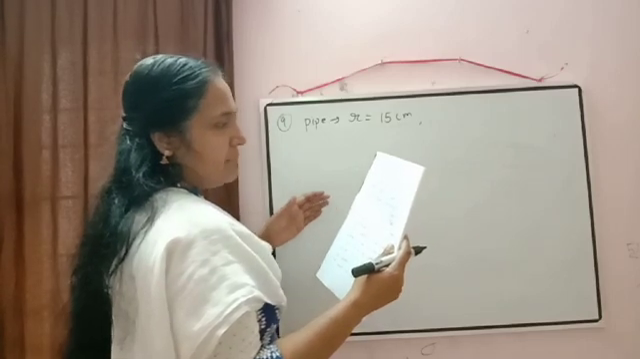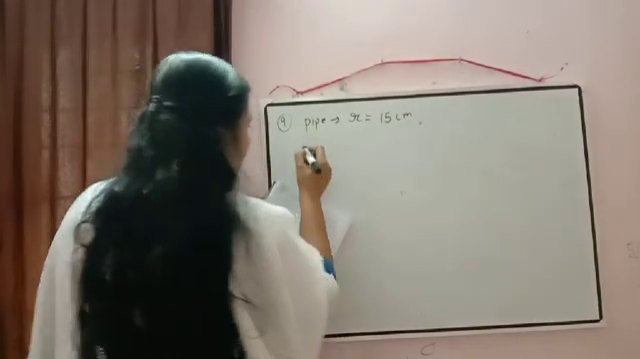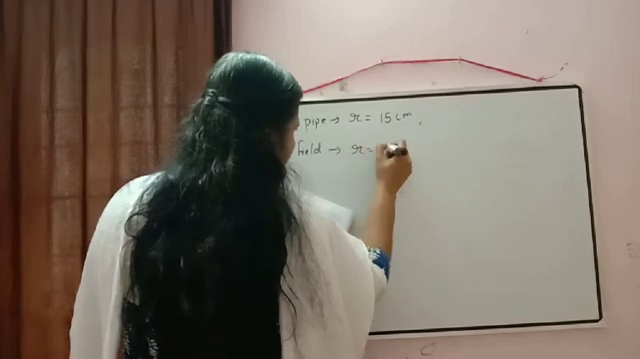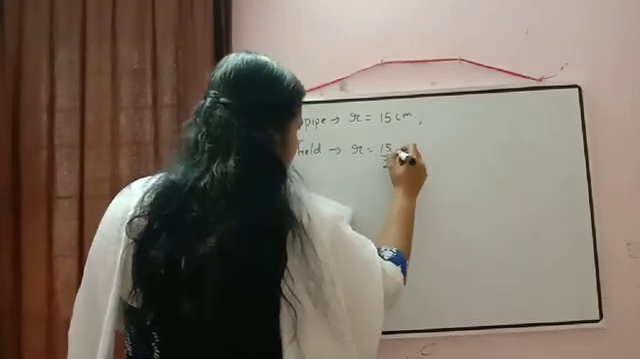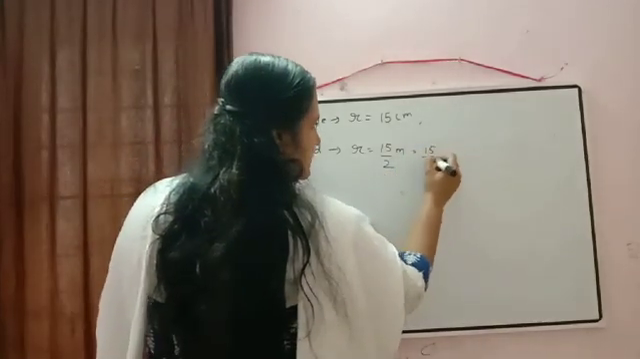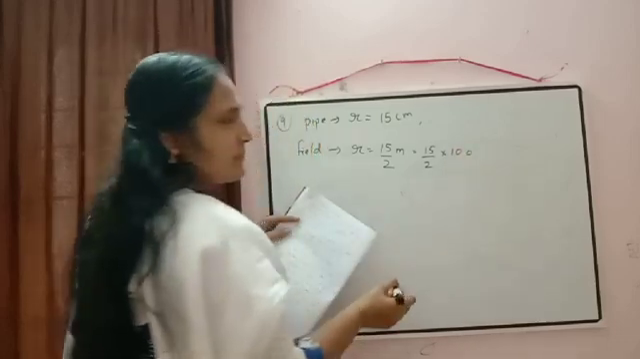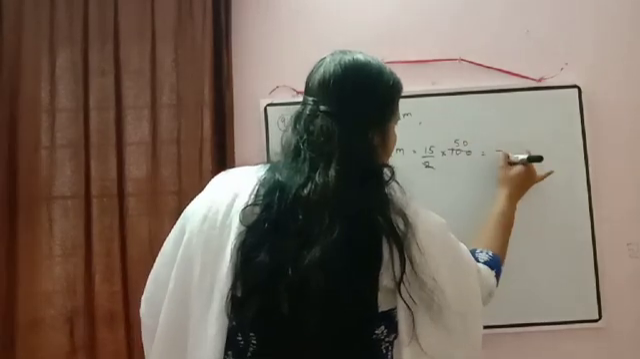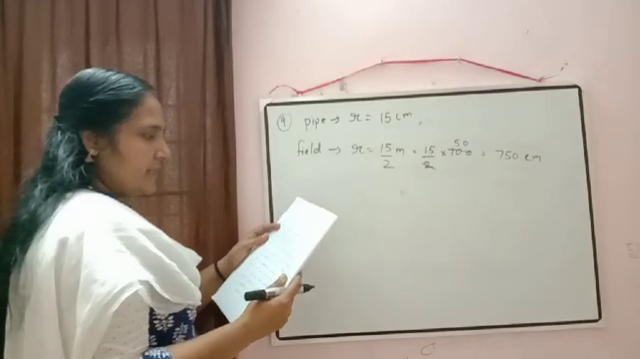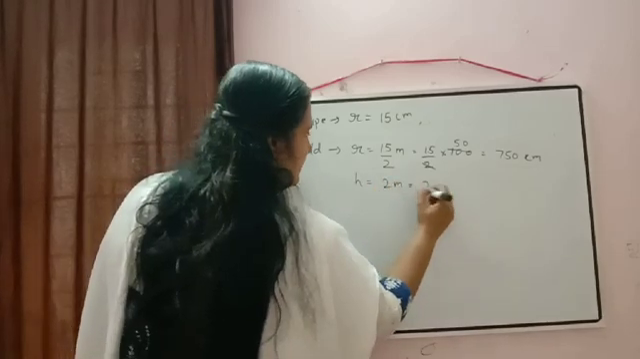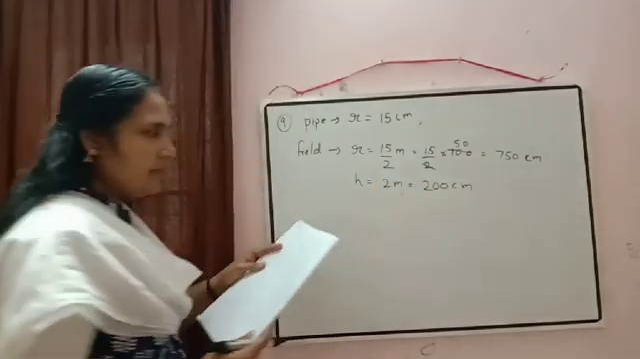The cylindrical tank in her field is 15 meter in diameter. So the radius is equal to 15 by 2 meter, but here it is given in centimeter, so we can convert into centimeter. That will be equal to 15 by 2 into 100. Here it will get cancelled, and then we will get 15 5s are 75, so 750 centimeter. Radius is equal to 750 centimeter, and 2 meter deep. Height is equal to 2 meter, which will be equal to 200 centimeter.